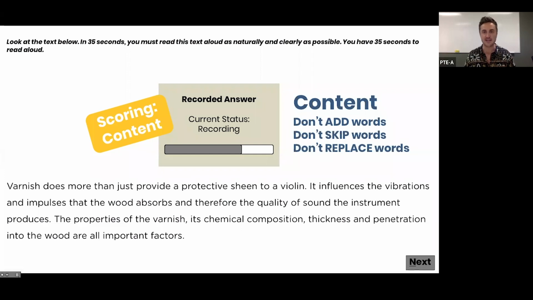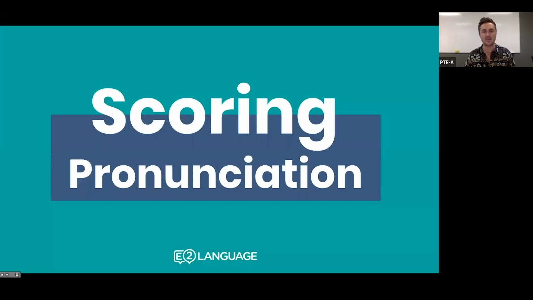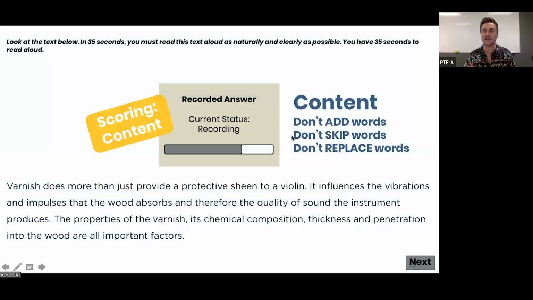Content means that when you read that paragraph, you don't add any words that don't exist there. You don't skip any words that do exist there. And you're not replacing any words. That is, you're not saying another word. If it might say quality, for example, and you say quantity, that's considered a replacement, and so you will lose a point there. So let me just go back. I think that's pretty clear, right? That's pretty clear. Don't add, don't skip, don't replace. Just read what's in front of you, okay?